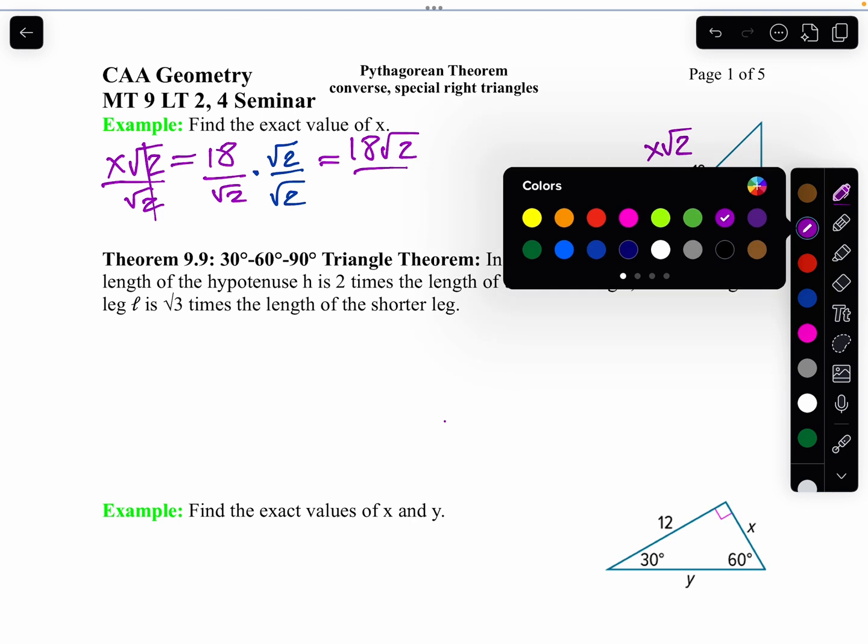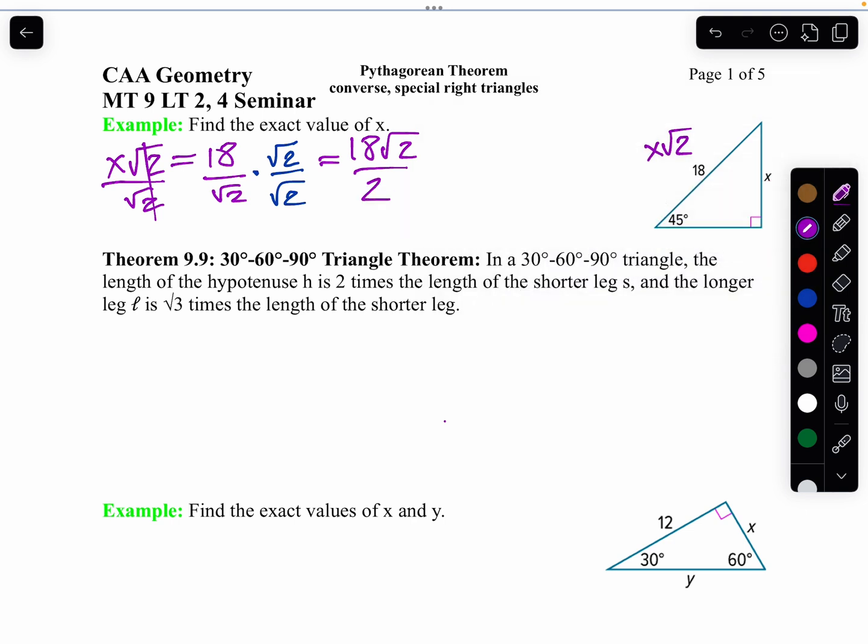That's what we call rationalizing the denominator, because now I've got a rational number in my denominator. And I still want to simplify that, so I get 9 square roots of 2. So x in this problem is 9 square roots of 2.